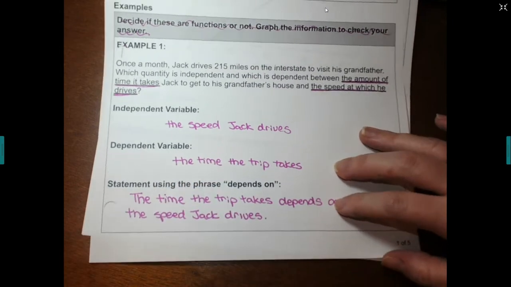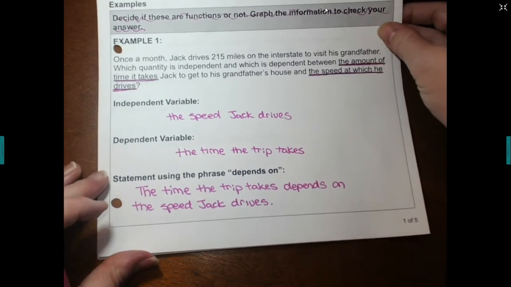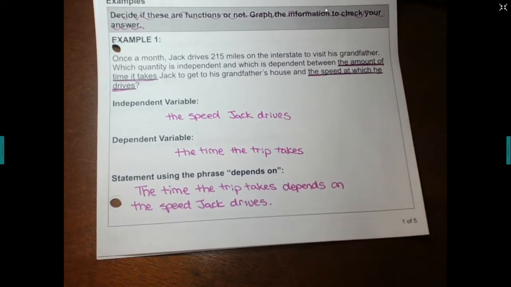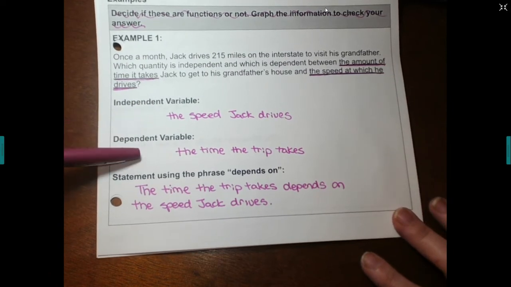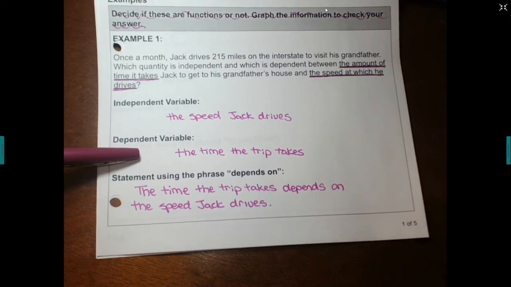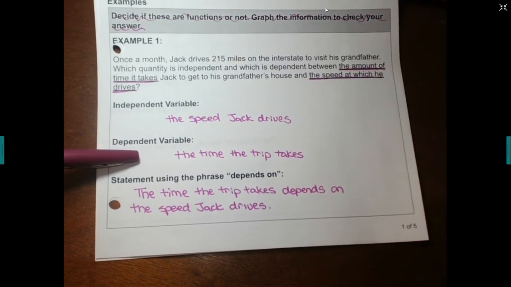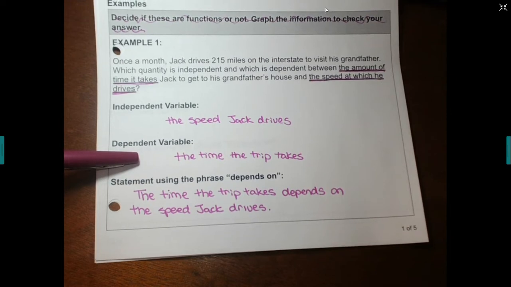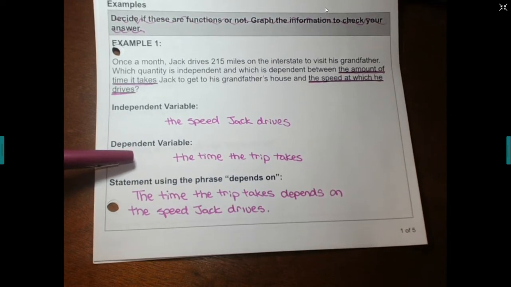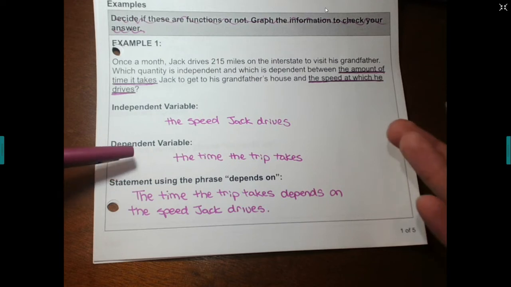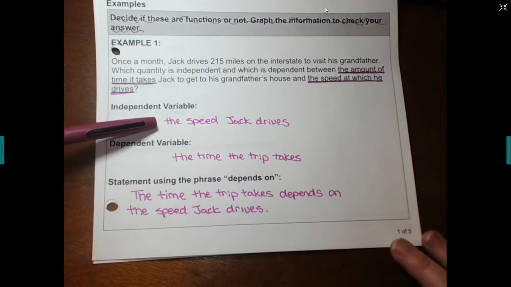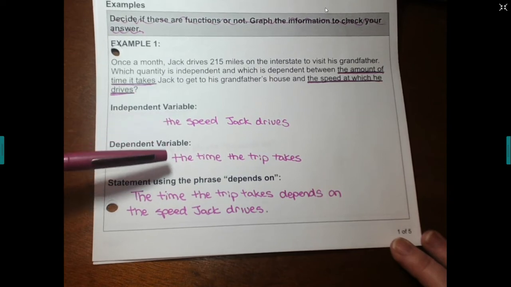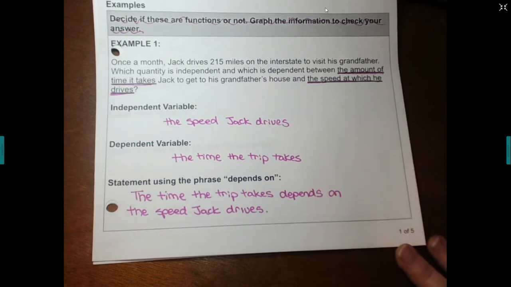Okay, go ahead and pause if you need to make sure you've got that filled out. So the independent variable is the speed that Jack drives, and the dependent is the time the trip takes. I don't say, oh, my trip is going to take 4 hours, so then I drive a certain speed. That's not how it goes. It might be how you try to make it go, but it's always going to be that I go this speed, and the result is how much time it takes.